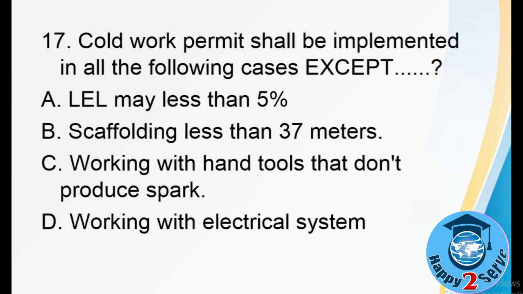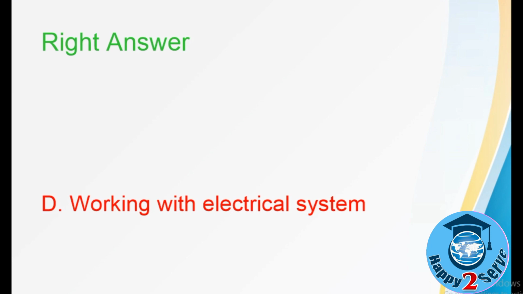17. Cold work permit shall be implemented in all the following cases except: A. LEL may be less than 5%, B. Scaffolding less than 3.7 meters, C. Working with hand tools that don't produce spark, D. Working with electrical system. Right answer: D. Working with electrical system.